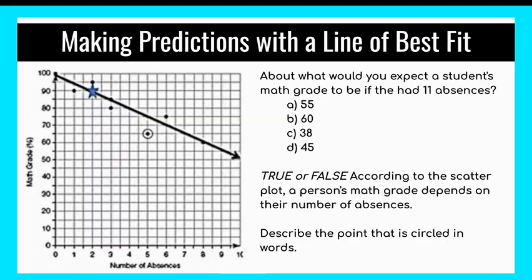So here we have the line of best fit actually drawn for us. And it says about what would you expect a student's math grade to be if they had a total of 11 absences? Okay, well, my 11 absences here is our x value, but our graph only goes to 10. So we'd have to extend this line out and continue the path. So if I extended it out, at 10, we're already at 50.